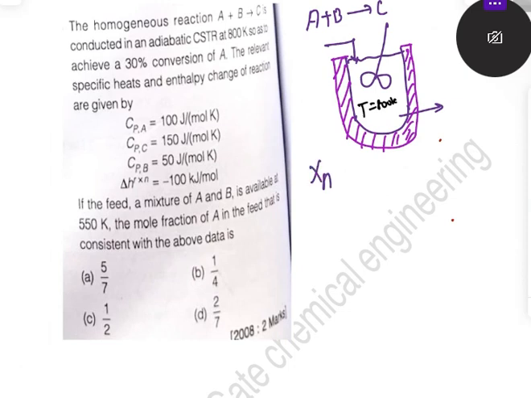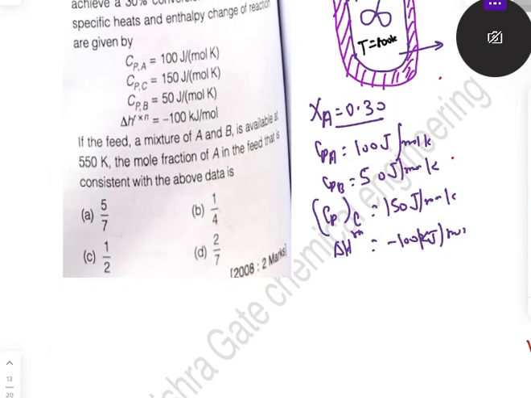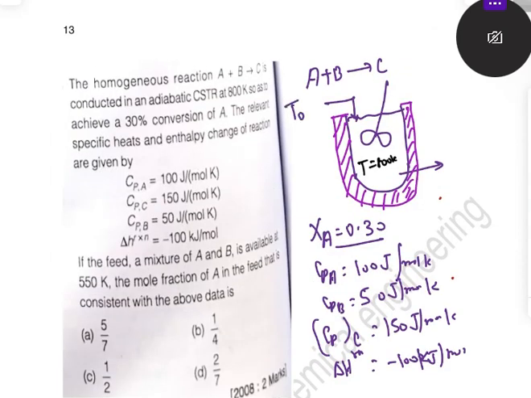The conversion of reactant A is equal to 0.30. The relevant specific heat capacity Cp of A is given as 100 joule per mole Kelvin, and Cp of B is 50 joule per mole Kelvin. Cp of C is 150 joule per mole Kelvin, and delta H of reaction is minus 100 kilojoule per mole. If the feed, a mixture of A and B, is available at 550, so the inlet temperature T naught is equal to 550 Kelvin, and the exit temperature is this one.